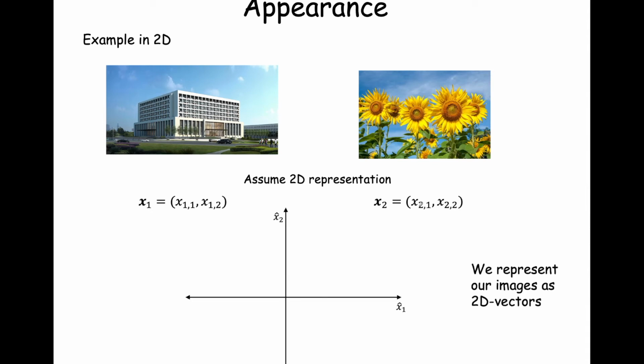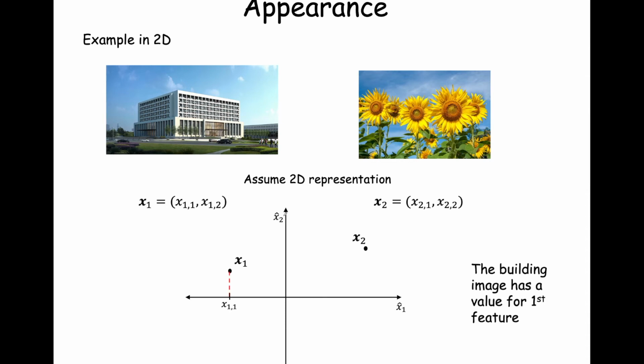So now let's define a coordinate system, and we're going to represent the content of each one of our images as a point in 2 dimensions. So we have 2 coordinate axes here. We have the first axis, the x1 hat direction, and the x2 hat direction. And so now we can literally plot each one of these images as a point in 2-dimensional feature space. So here's the first image. This represents our building. And here's the second image that represents, for example, our sunflowers.